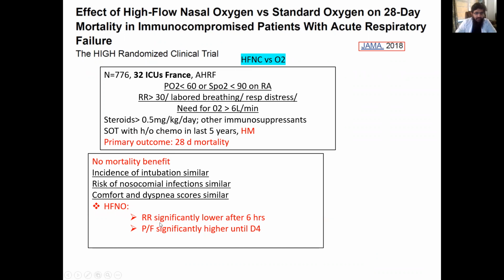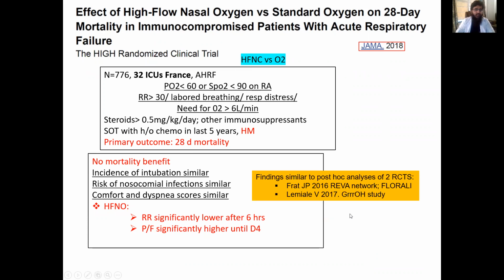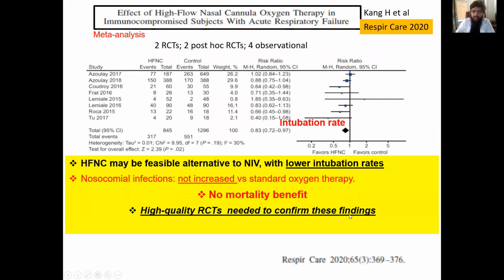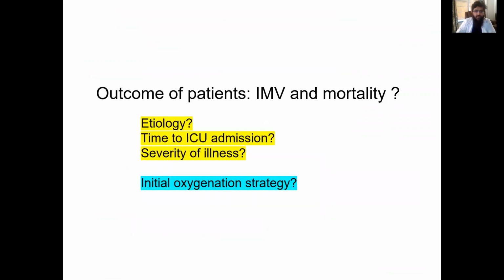But they found that the patients' respiratory rate was significantly lower after 6 hours, and the PF ratio was significantly higher until day 4 in these patients as compared to oxygen. The findings were similar to the post-hoc analysis of two randomized trials also. In a meta-analysis that came up recently looking at the effect of HFNC in such patients, it was found that HFNC may have some benefit as compared to NIV by having lower intubation rates, and nosocomial infections were also not increased, but there was no mortality benefit. They concluded that high quality RCTs are still needed to confirm the findings. So what determines the outcome?